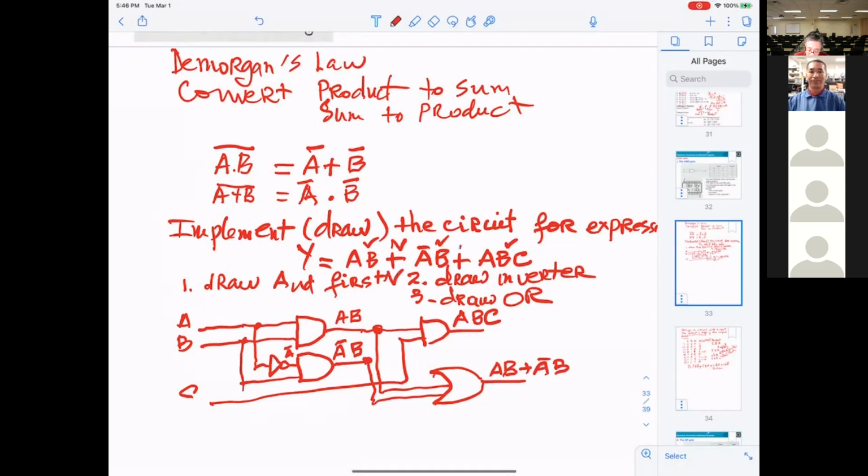And now we go to the next one. That means you want A and B or not A and B, OR with A, B, C. This is A, B, C, and this is the A, B, not A and B. So you get another OR gate.